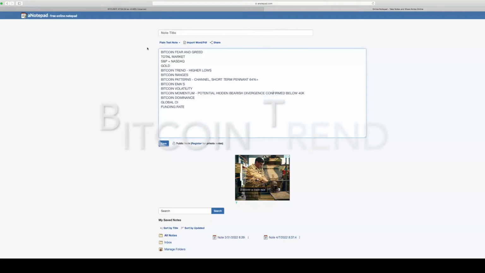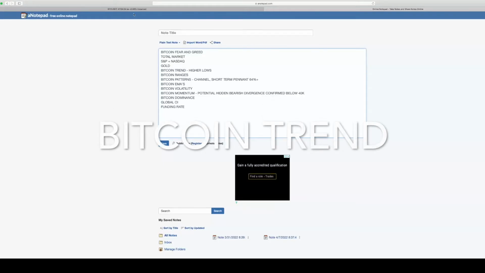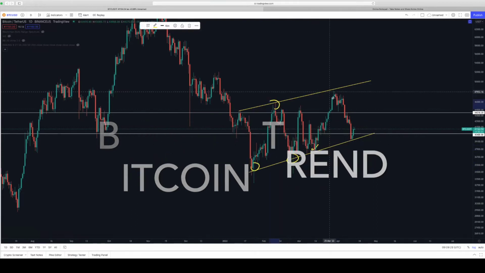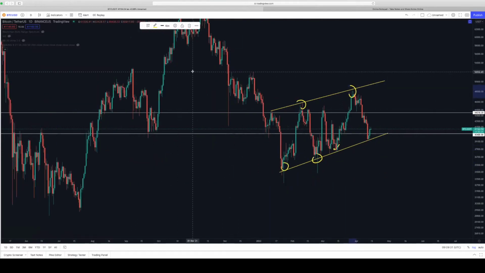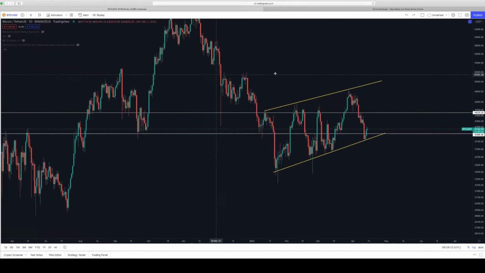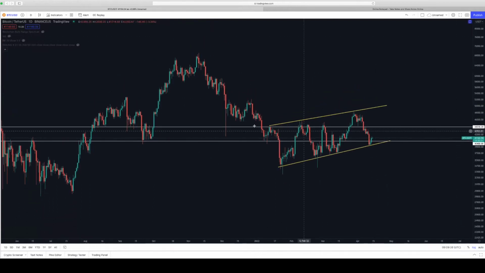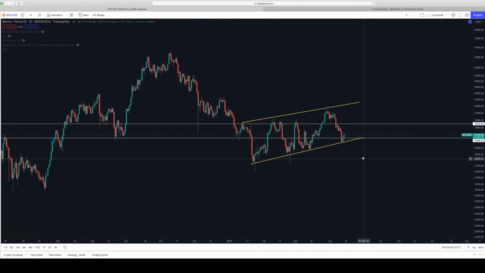First thing we look at is Bitcoin trend. So Bitcoin trend, I made a note there saying higher lows, which is true. It's making higher lows and higher highs. So that is an uptrend. That is basically the definition of an uptrend, higher lows and higher highs. We have moved back into the consolidation range. So I would definitely prioritize the fact that we are back into a bottom consolidation area over the fact that we are in an uptrend.